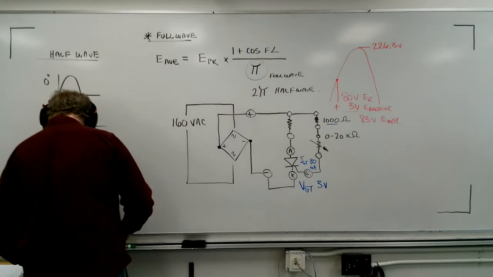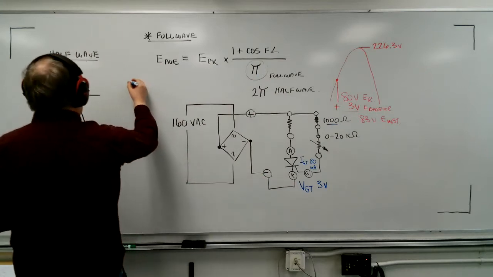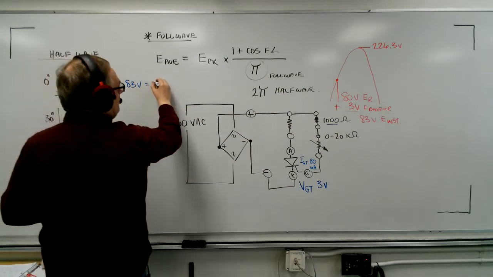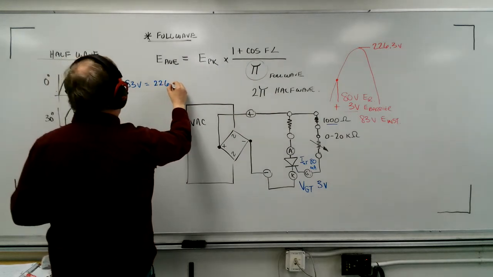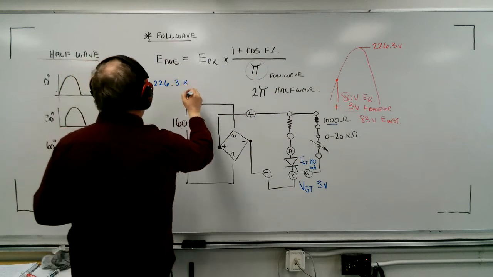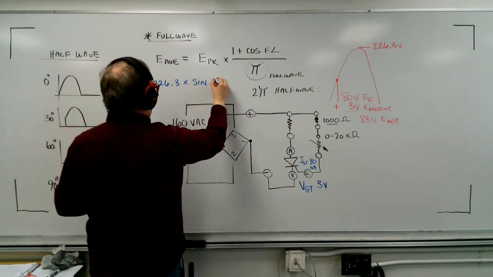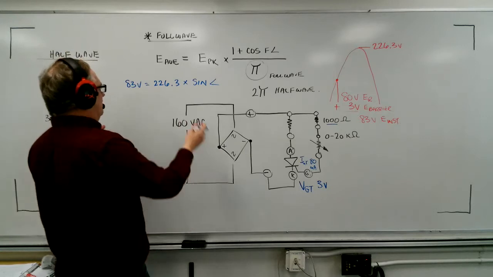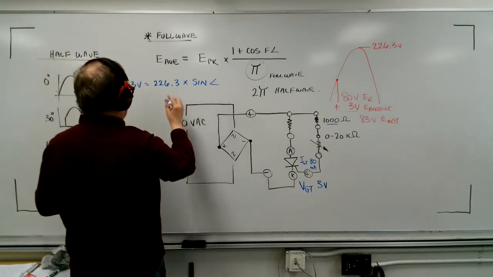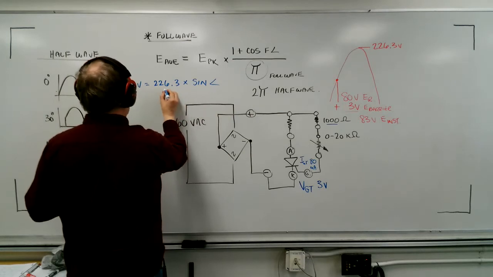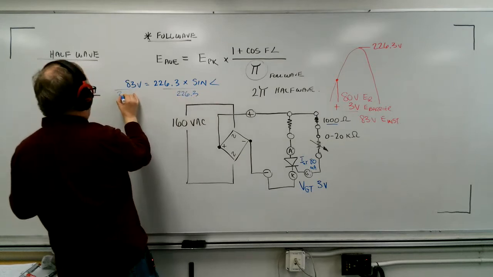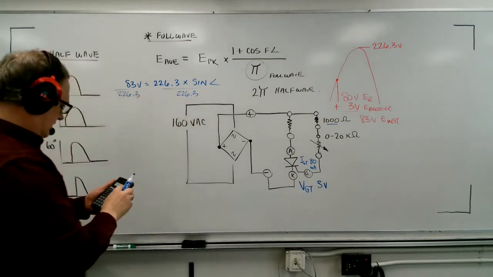And what it says is that 83 volts is equal to 226.3 times the sine of the angle. Now, we don't know the angle, so that means we're going to have to solve this out to find what the sine of the angle is. So we're going to divide this by 226.3, and we're going to divide this by 226.3, and let's see where we go.